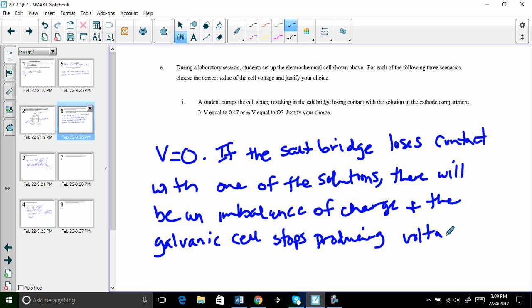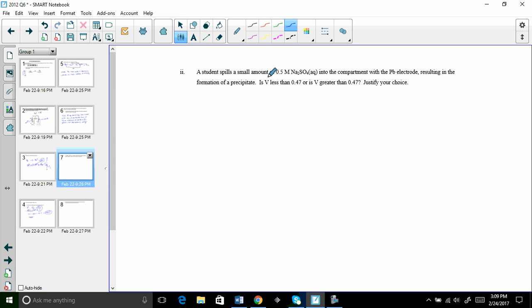Basically, in a battery, you're converting chemical energy to electrical energy. All right, now this scenario: a student spills a small amount of Na2SO4 into the compartment with the Pb electrode, resulting in the formation of a precipitate. Now, here's the deal. Let's go back to the equation. Pb is turning into Pb2+, and then Cu2+ is turning into copper metal.